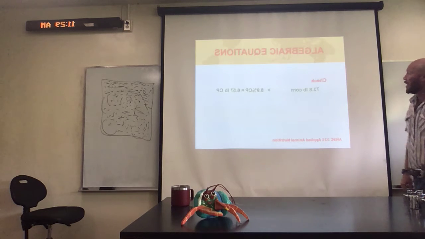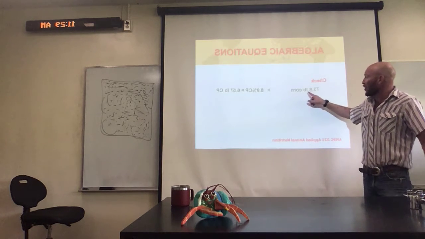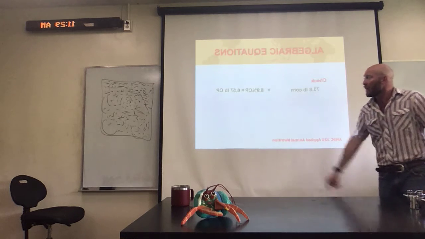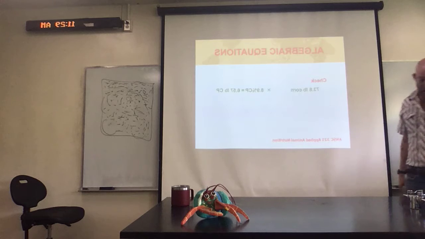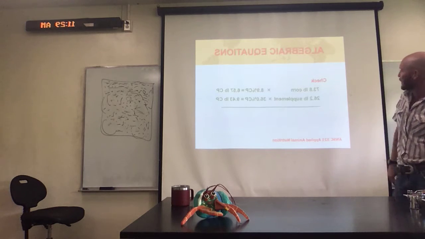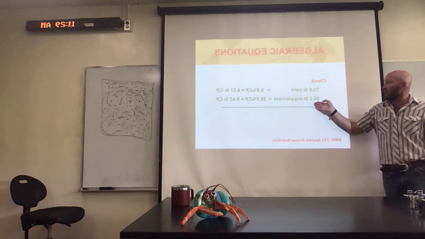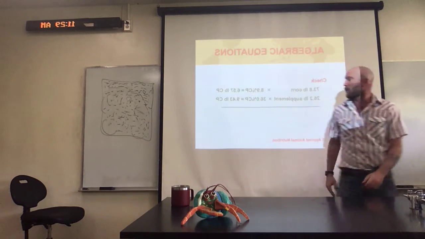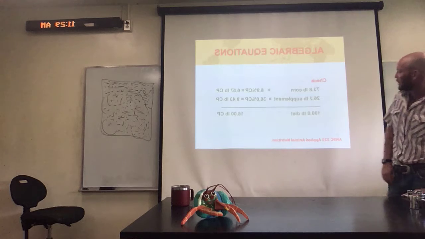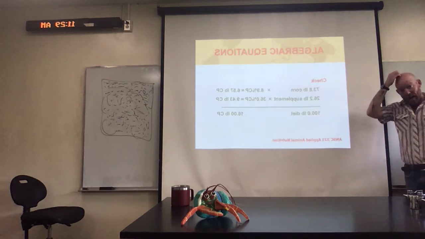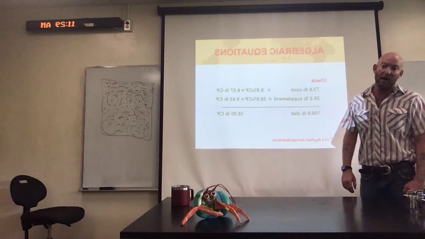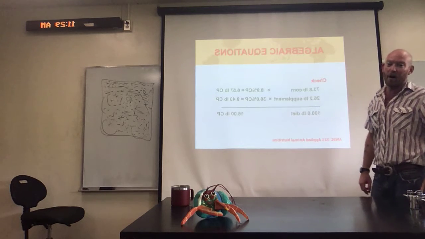Check. 73.8 pounds of corn, which is 8.9% crude protein, comes up with 6.5 pounds of crude protein from that component. And then 26.2 pounds of supplement, that's 36% crude protein, equals 9.43 pounds of crude protein. In a 100-pound ration, we're going to have 16 pounds of crude protein, so we know we're on it, correct?